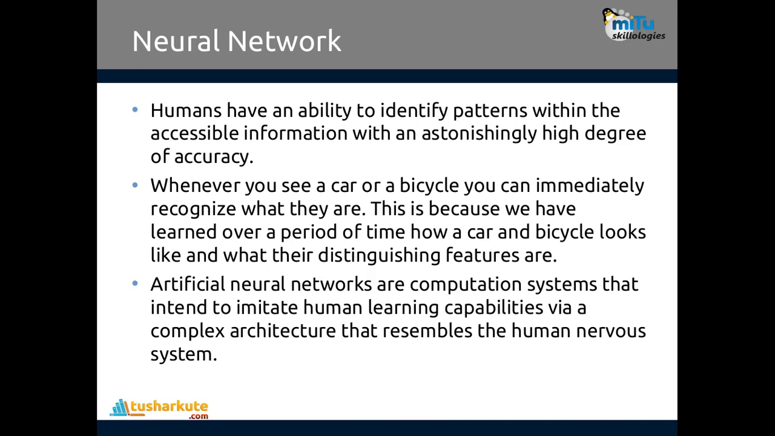Okay, so neural networks. Humans have the ability to identify patterns within accessible information with an astonishingly high degree of accuracy. Whenever you see a car or bicycle, you can immediately recognize what they are. This is because we have learned over a period of time how a car and bicycle look and what their distinguishing features are. ANN, artificial neural networks, are computation systems that intend to imitate human learning capabilities via a complex architecture that resembles the human nervous system as it is.